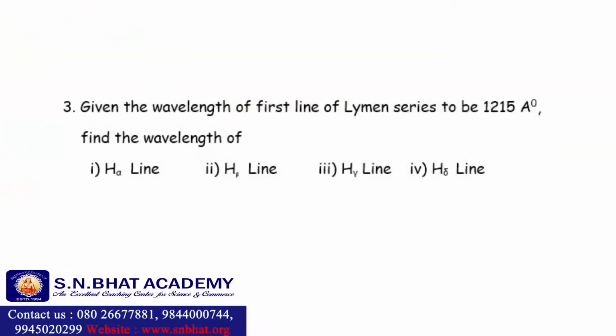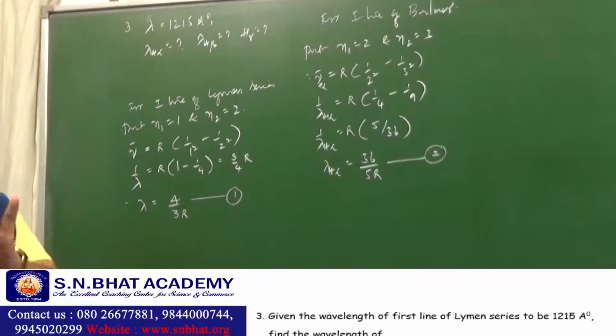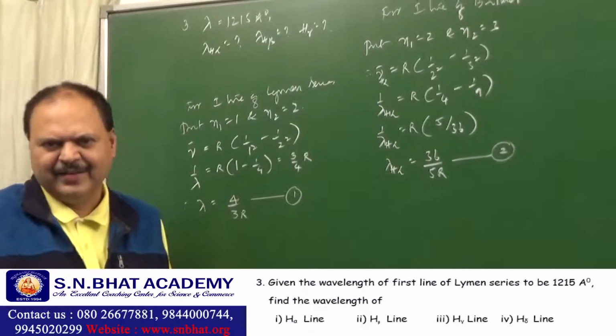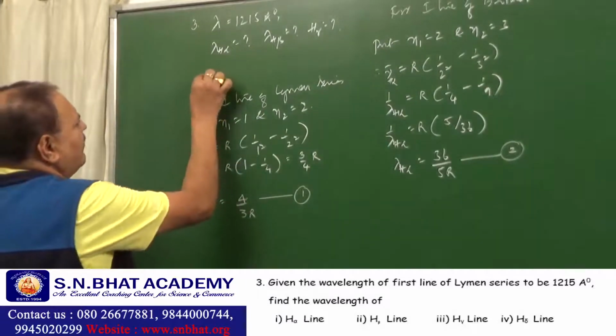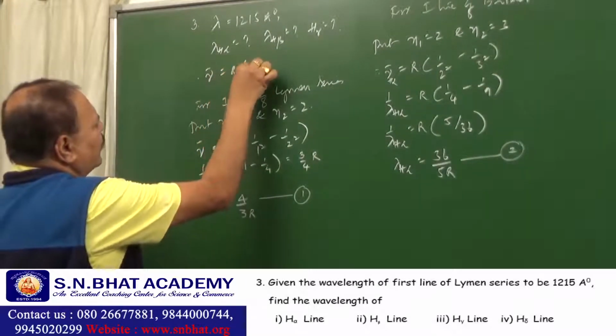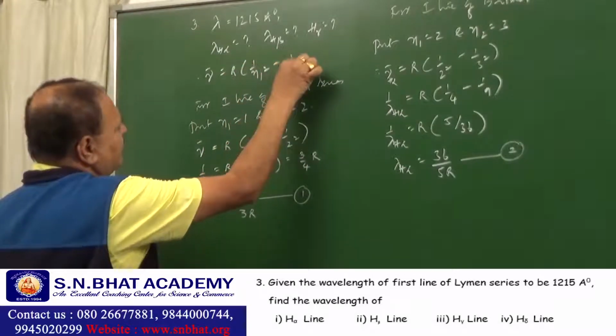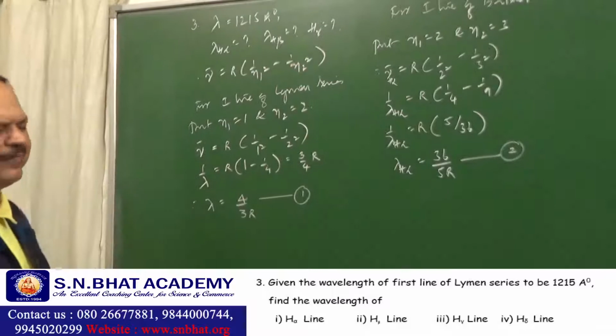Question number 3, carefully. What he has said: given the wavelength of the first line of the Lyman series to be 1215 angstroms, find the wavelength of H alpha line, H beta line, H gamma line, H delta line. You have to calculate the wavelength of 4 different lines. Okay? The equations are very simple. First you should write the formula. What is the formula for nu bar? R into 1 over n1 square minus 1 over n2 square is the formula.